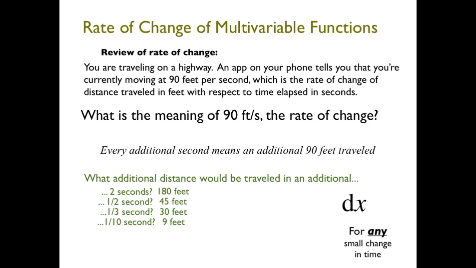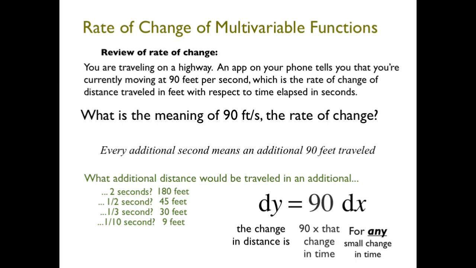How far would you go? 90 times that small change in time, just like you did over here. 2 times 90 is 180. 1 half times 90 is 45. 1/3 times 90 is 30. To get this number of feet traveled, you always multiply your amount of time by 90. So for any small change in time, the change in distance is 90 times that change in time.